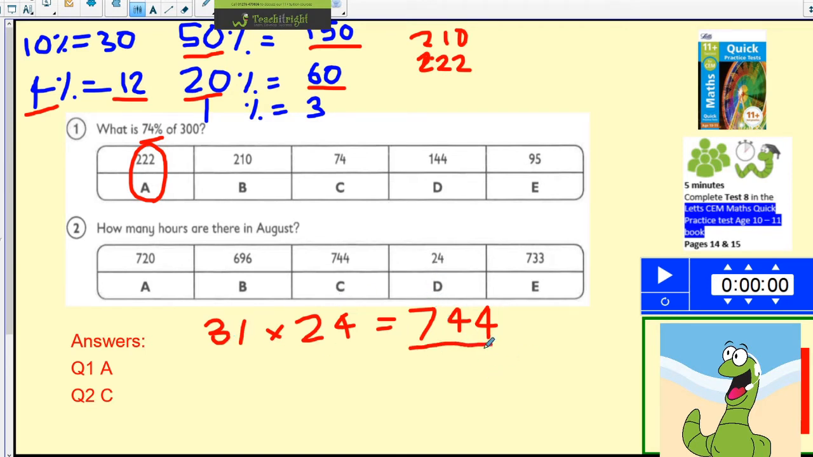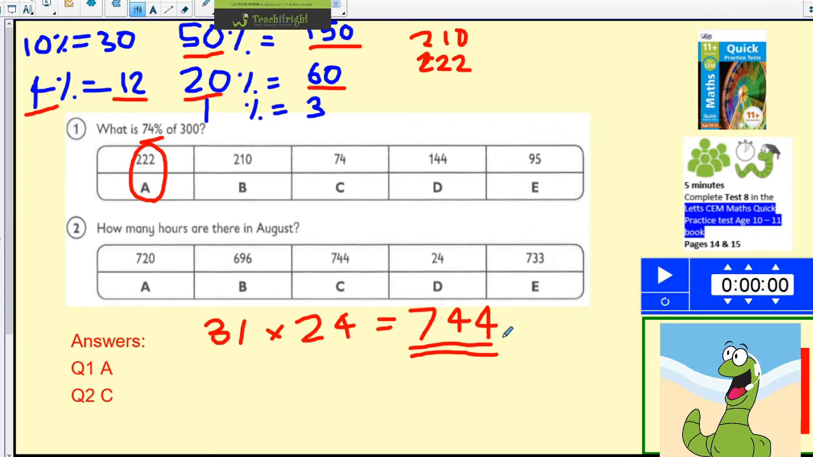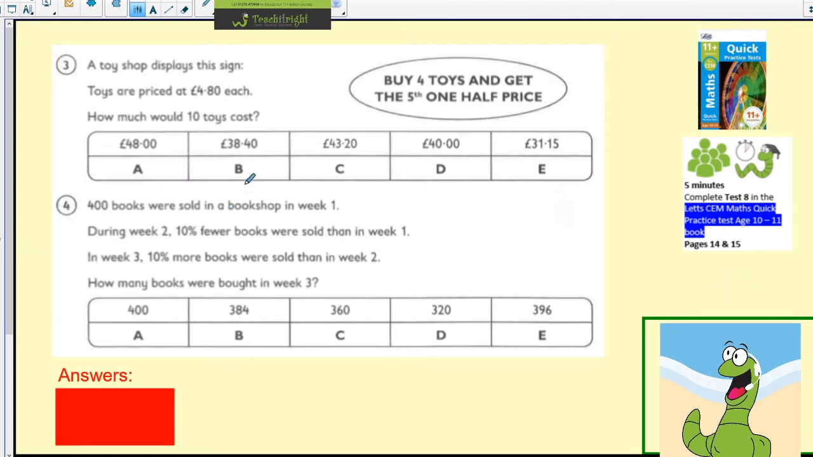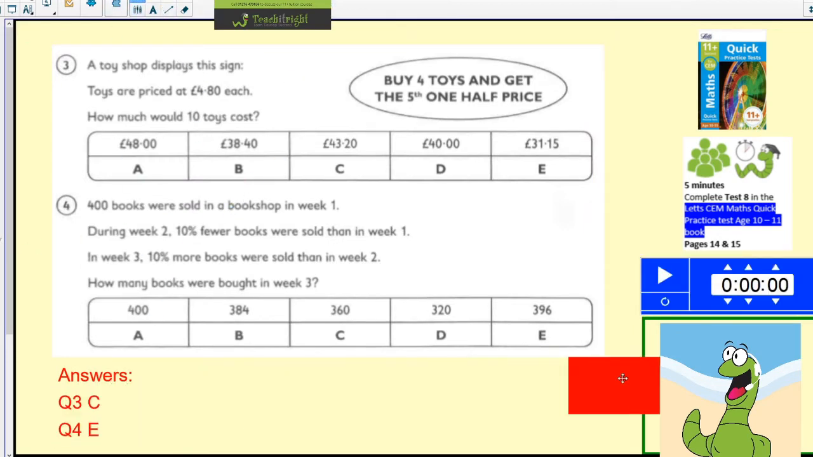Right, next question. And again, just for that, remember guys, I don't mind how you multiply. You might have done it in your head even, and that's absolutely fine. If you can do it in your head accurately, all the better because it's nice and quick. Right, number 3. So let's go over the answers. The answers are C and E.